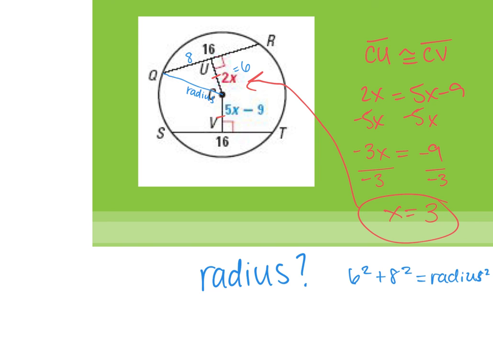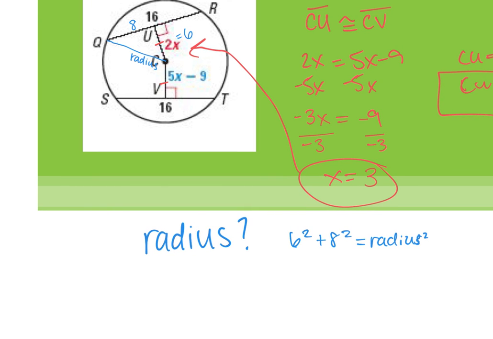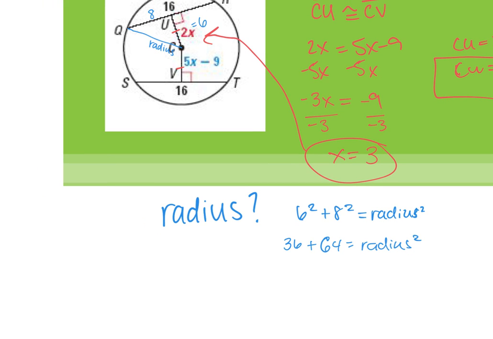Okay? And then what's 6 squared? 36. What's 8 squared? 64. And then we have our radius squared. What's 36 plus 64? It's 100. What's the square root of 100? 10. So our radius is 10. How cool is that?